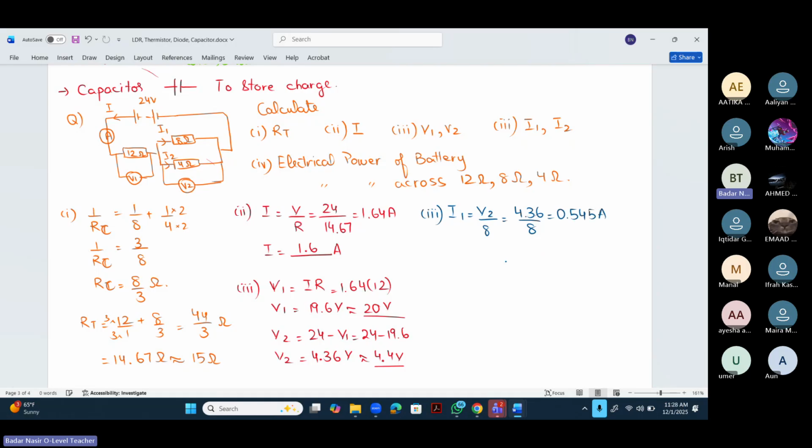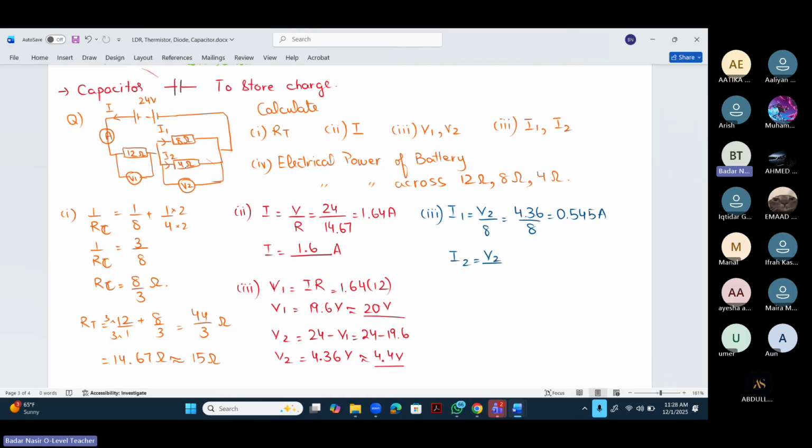4.36 divided by 8, we get 0.545 amperes. Now similarly, if you have to calculate I2, again the voltage across the 4 ohm resistor is also V2. So V2 divided by 4. So 4.36 divided by 4, we get 1.09 amperes. And the sum of these two currents should be equal to 1.64 amperes.